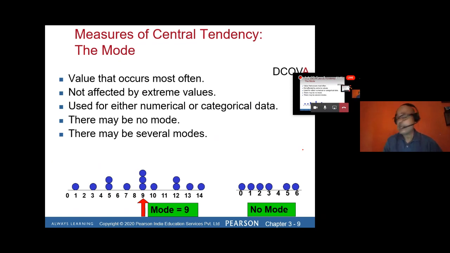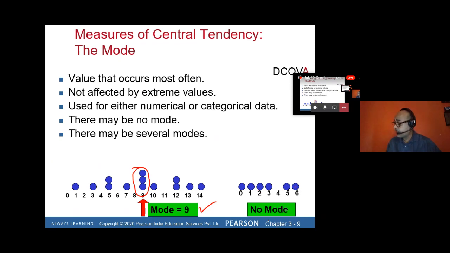Mode is the dominant class. In this particular data set, you see 9 has the highest frequency in the whole data set. Of course, 5 has a frequency of 2. So which one is the dominant class in this category? 9. So 9 is the mode, right? But sometimes in a particular case, all have a frequency of 1 each, so no mode is there.